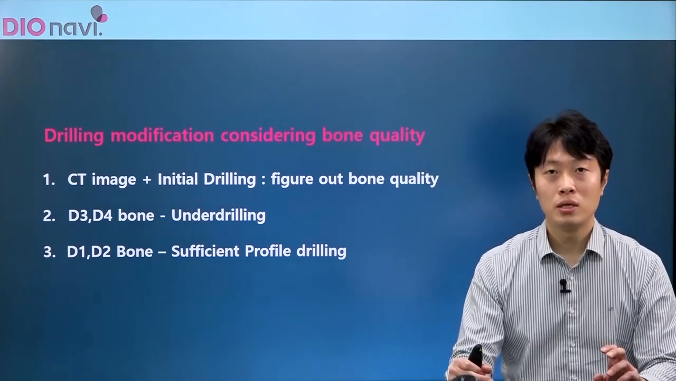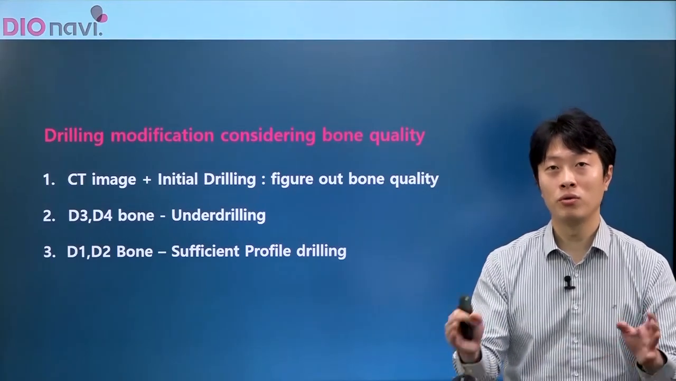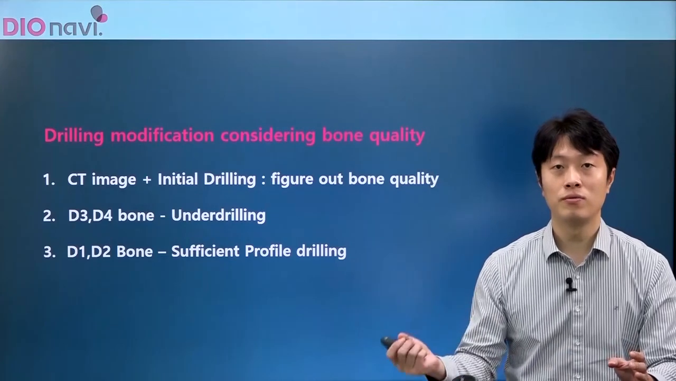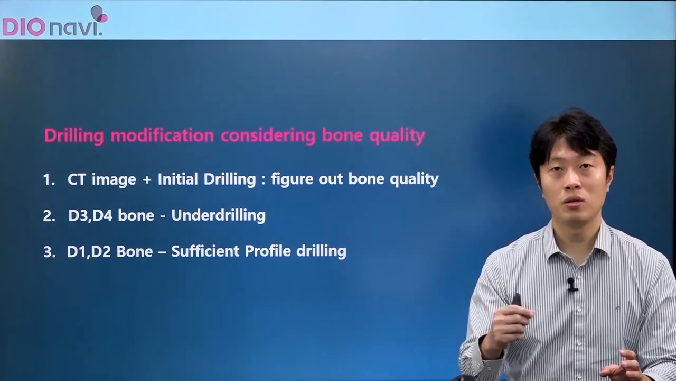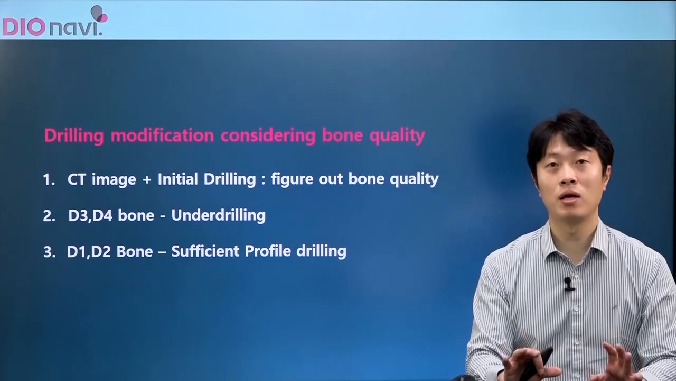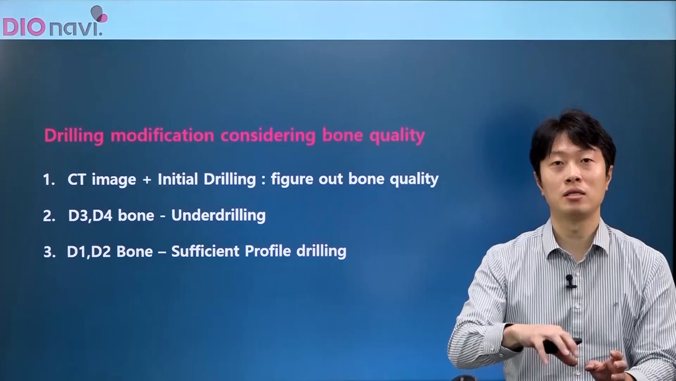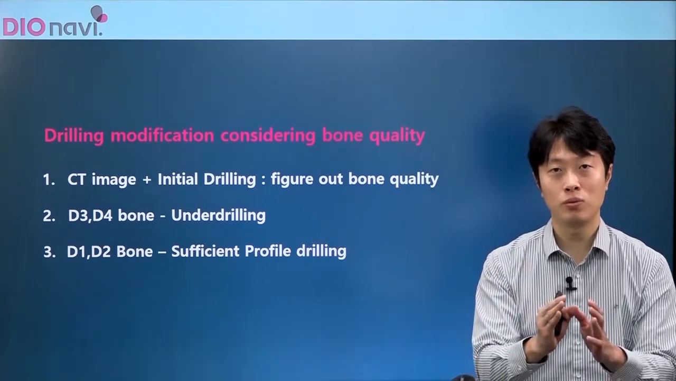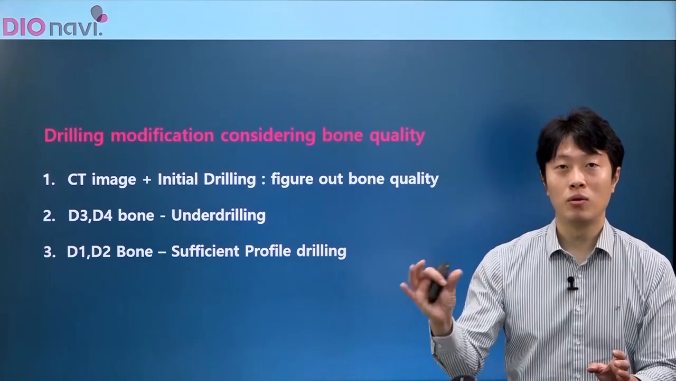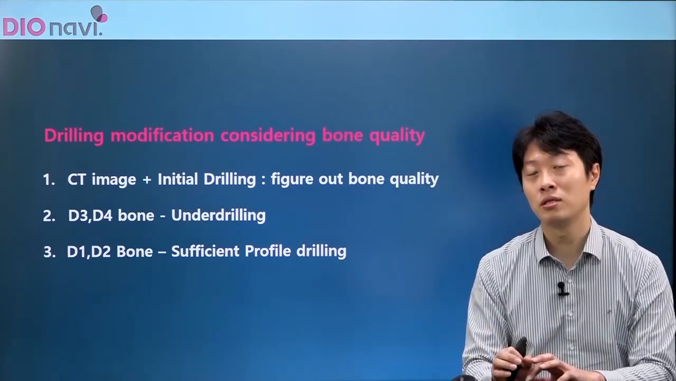Where the bone quality is poor, I recommend underdrilling. Try placing the fixture after underdrilling steps 1 and 2. If torque occurs excessively during fixture placement or the fixture is not inserted to the intended depth, turn it in the opposite direction to remove it. Proceed with further drilling to the next step and place the fixture again. I recommend that you go through these steps.